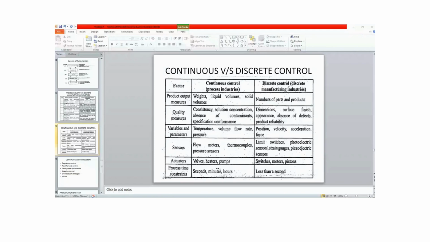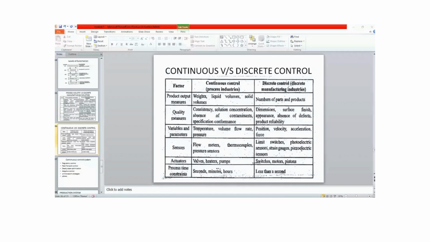Then if you go for the variables and parameters, here you are going to check the flow rate, at what pressure it is going on, and what the temperature is. What is the time taken for the filling? You are going to consider these as variables and parameters.